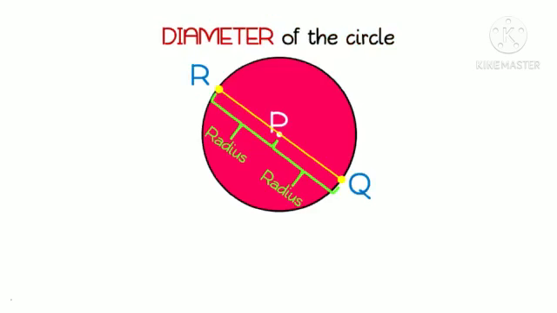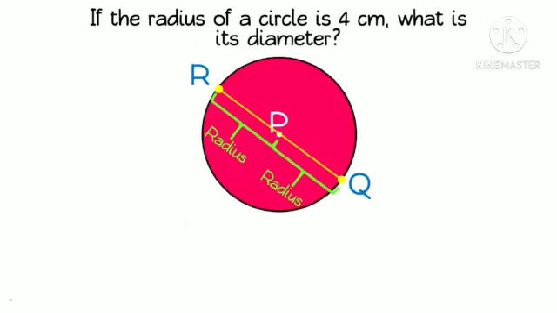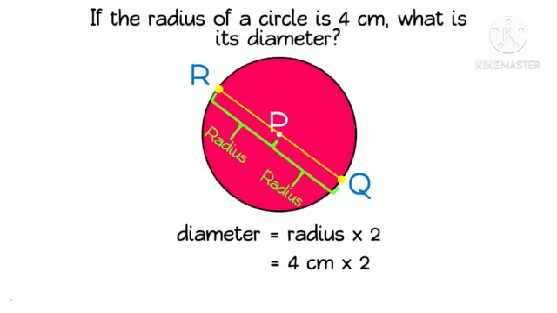Here we have formulas to find diameter and radius. Diameter is equal to 2 times radius, and radius is equal to diameter by 2. If the radius of a circle is 4 cm, what is its diameter? Diameter is equal to radius into 2. So 4 centimeters into 2, which is equal to 8 centimeters.